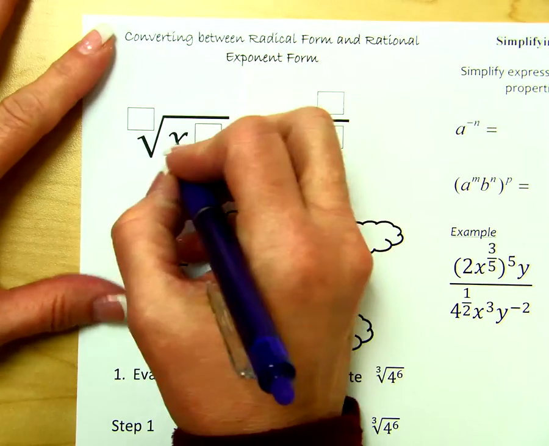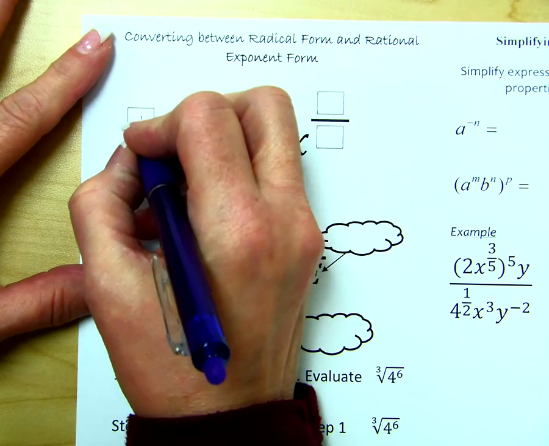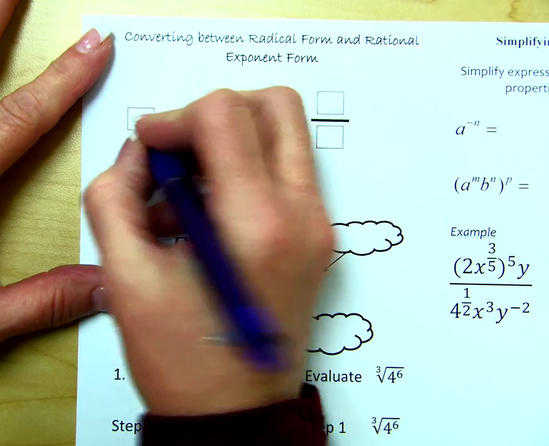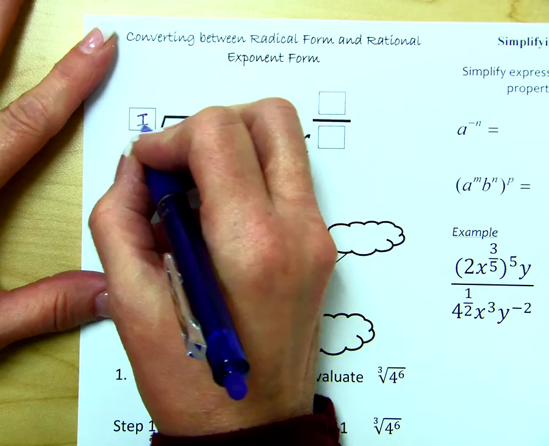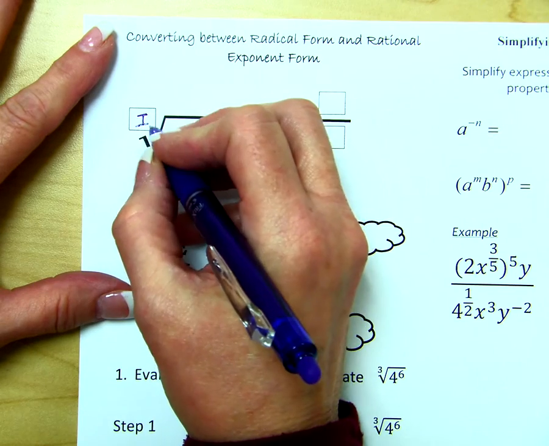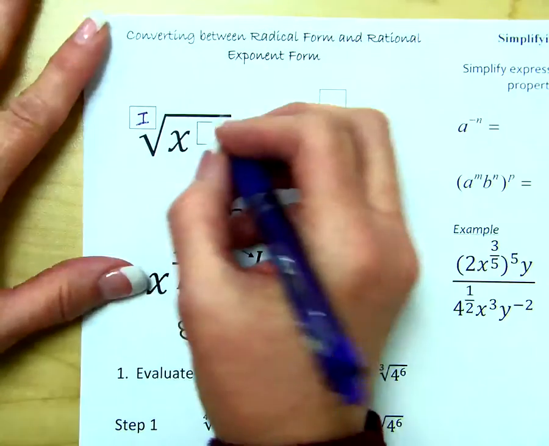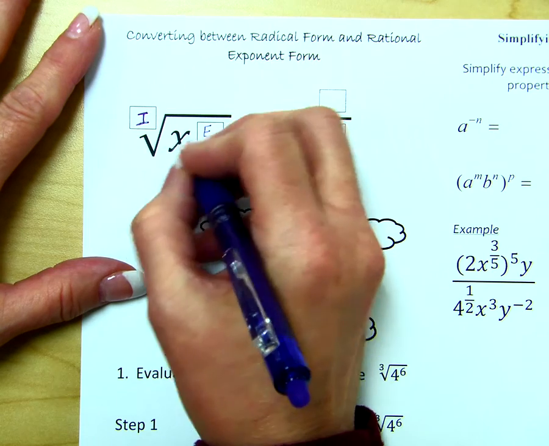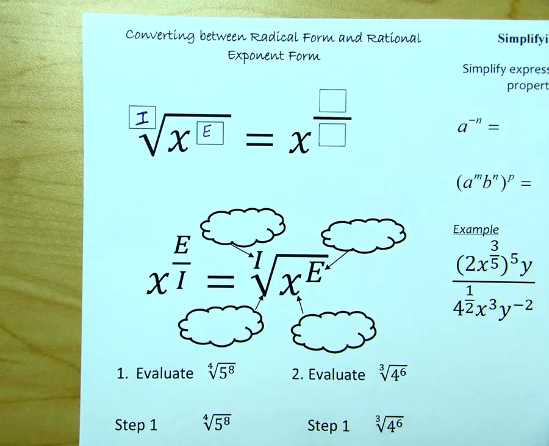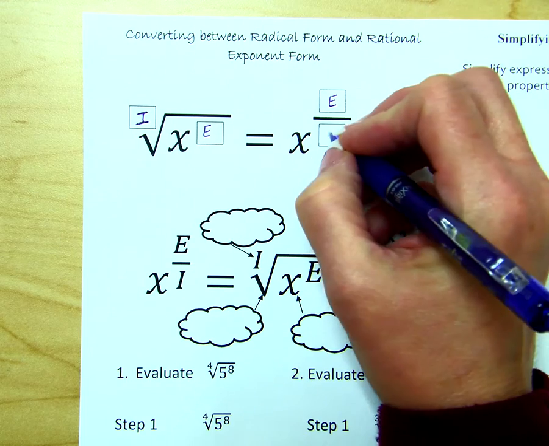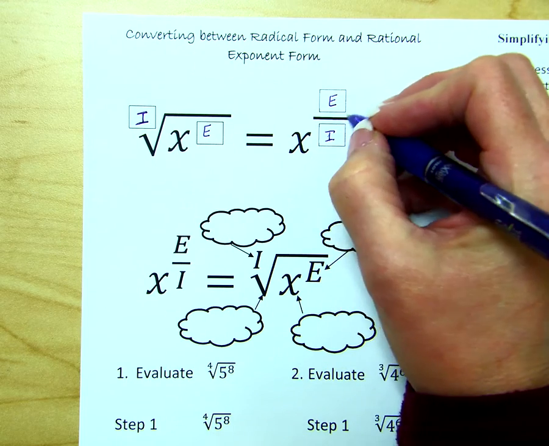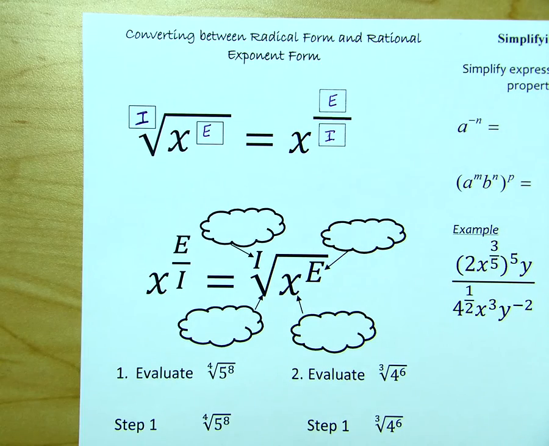So what we have here is, in the radical form, this little number over here that you don't usually see because we usually call this a square root. We don't deal with the other roots very often in Algebra 1. So this is a 2 here, but we just don't always write it. And this is the exponent that is on whatever the base is inside here. For this x, we write that as the exponent over the index. That's how we get that fraction.